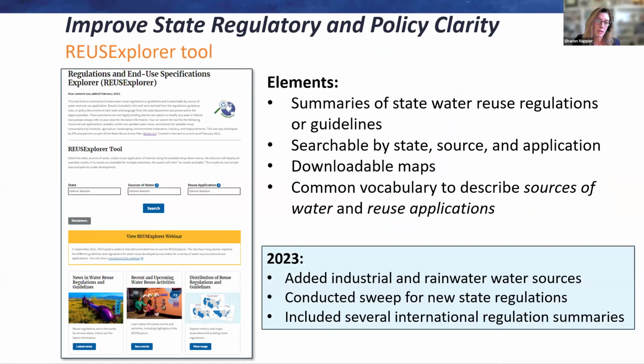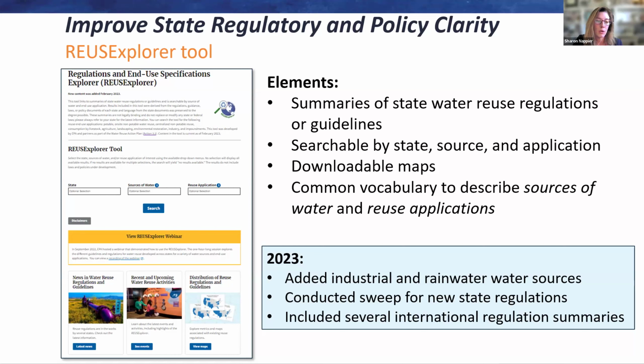So what we've done is summarize all existing state water reuse regulations or guidelines. We don't have city guidelines in there because someone was just talking about New York City. This is at the state level. All of these are searchable by state, source of water, and in-use application, of which there's 9. We have downloadable maps, and we're also offering common vocabulary to describe our sources of water and reuse applications, since different states describe these sources and in-use applications differently in their regulations.